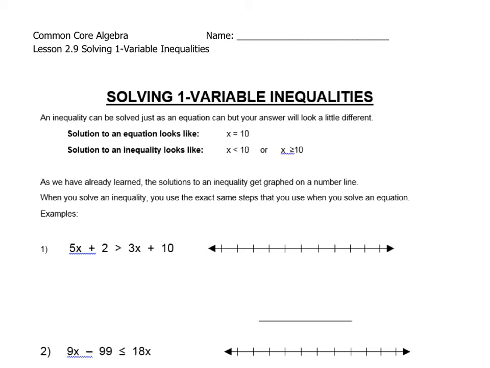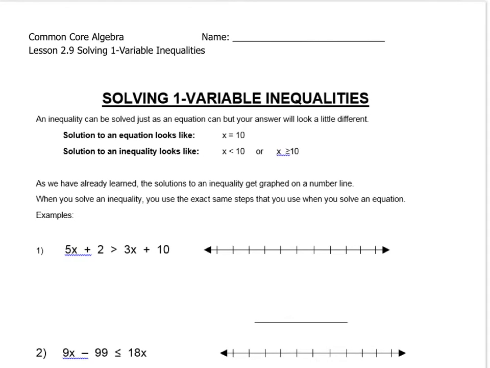Solving an inequality is very similar in process to solving an equation. It's just your answer looks a little different. When you solve an equation, you get an answer like x equals 10. When you solve an inequality, you don't have an equals in there. You get something like x is less than 10 or x is greater than or equal to 10. As we've already learned, the solutions to an inequality get graphed on a number line. When you solve an inequality, you use the exact same steps that you would use when you solve an equation.